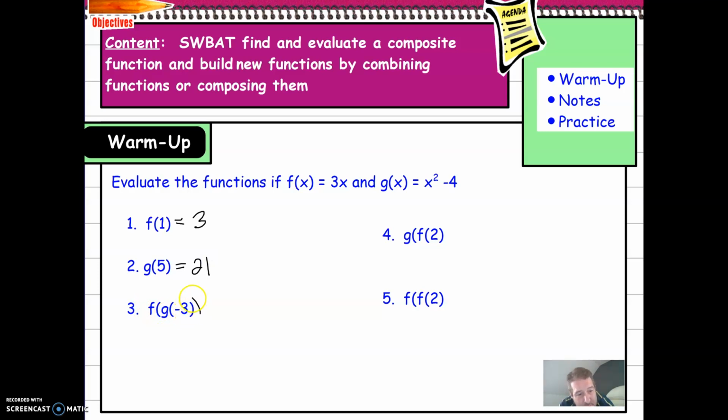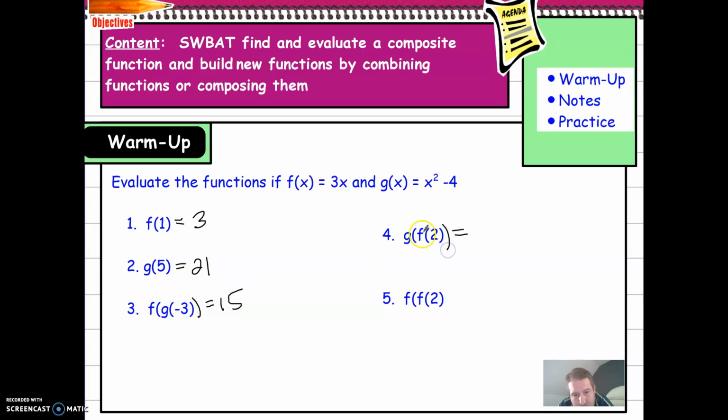F of g of negative 3. So basically we do g of negative 3, and then we do the f of x using whatever answer that is. So g of negative 3, negative 3 squared is 9. 9 minus 4 is 5. So now we know that this is 5. So f of 5, 5 times 3 is 15.